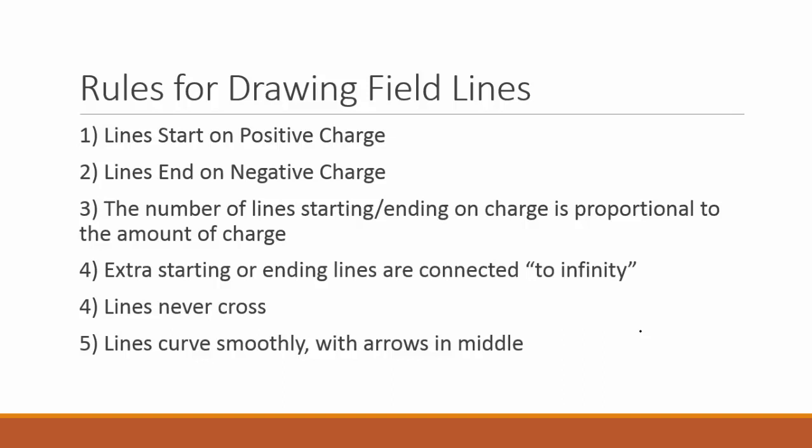The last thing is that whenever you make this, the lines should generally curve smoothly, and there tend to not be any kinks in electric field lines. So you can sort of guesstimate how to go from the beginning to the end to curve smoothly from one to the other. And the last note is that you should always draw your electric field lines as having arrows in the middle to make sure you're not confusing them with electric field vectors, which have arrows on the end.